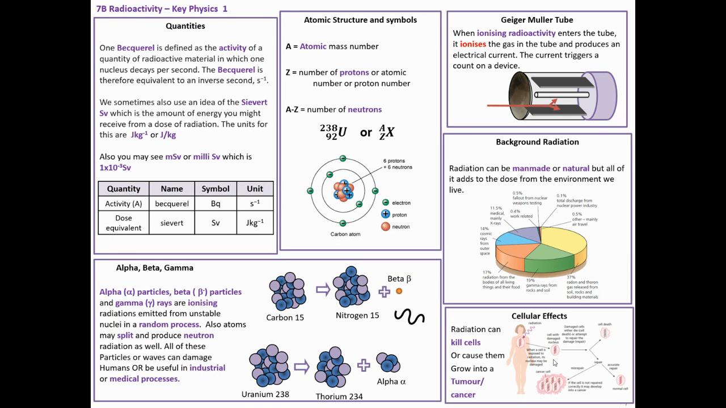Cellular effects, you should have a good idea about how you can have accurate repair, inaccurate repair, or cellular death. So there are three things typically, and if it's inaccurate, it may grow into a tumour, which is a cancer, which could be treated by medical process to do with alpha, beta and gamma. So actually, alpha, beta, gamma can cause cancer, but you can also kill cancers with another focused treatment of radiation. There you go. That's 7B radiation.